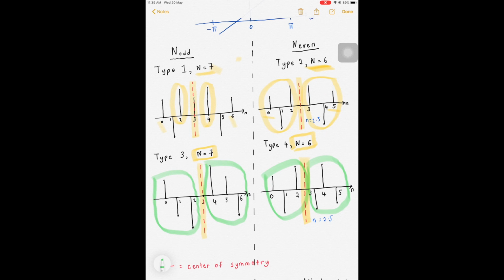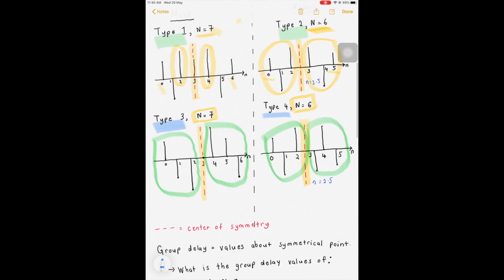Okay, so basically symmetric means if you fold and you find that your positive and negative sides have the same value, it is considered symmetric. You can see this in type 1 and type 2. But when we talk about type 3 and type 4, it is an antisymmetric sequence. Why? Because we have the reverse values for the positive side and negative side. So this is the basic. I hope you understand this one.